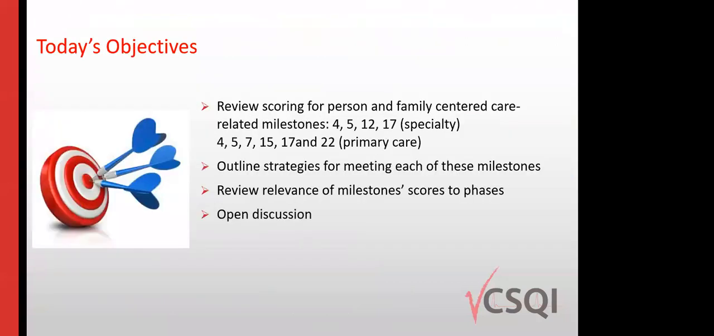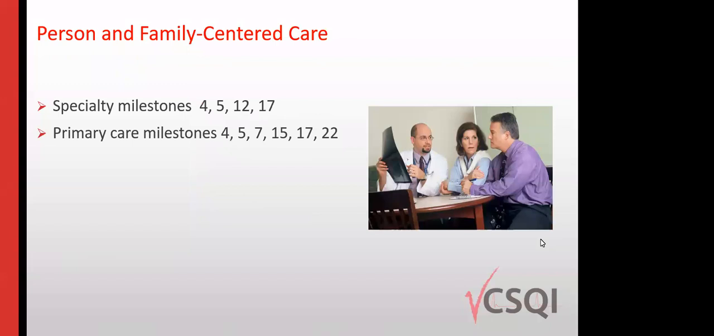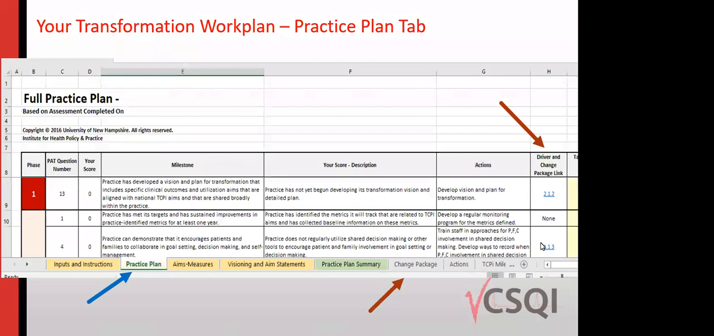So today's objectives will review the scoring for person and family-centered care-related milestones. That's 4, 5, 12, and 17 for specialty practices, and 4, 5, 7, 15, 17, and 22 for primary care. We'll outline the strategies for meeting each of the milestones and review the relevance of the milestone scores to phases. And then if questions, we'll open it up to hear from you. So here again, you see the milestones for specialty and primary care that are focused on person and family-centered care. So let's get to it.